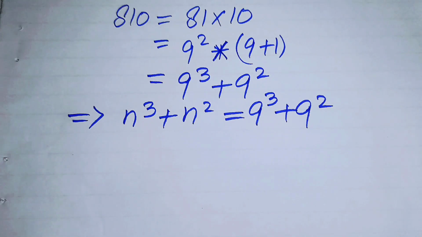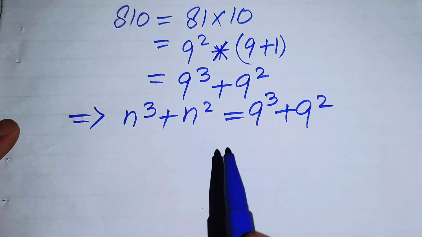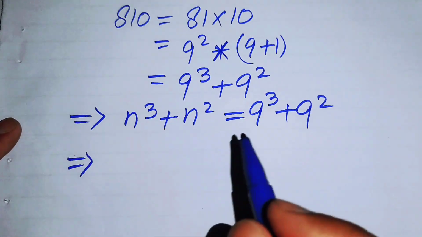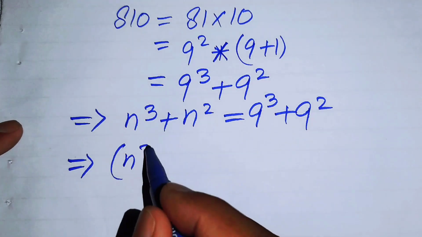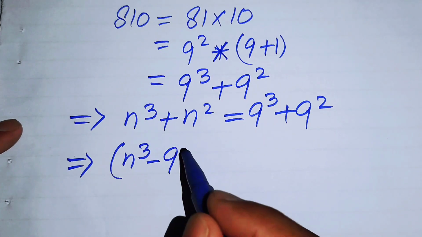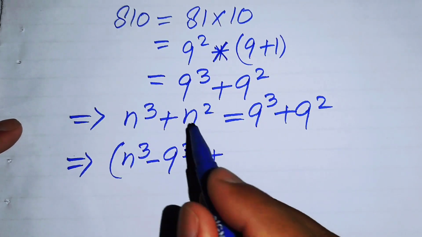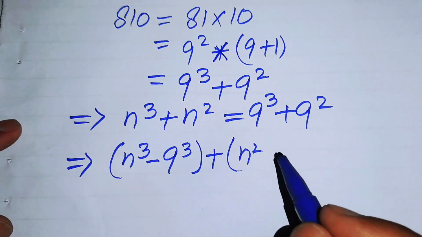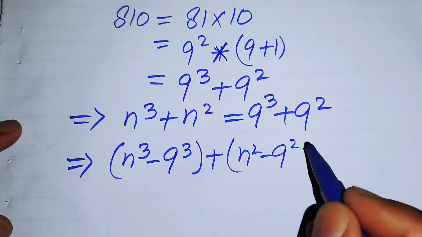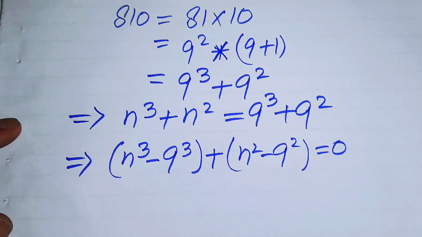After that we will make the pair of cubic terms and the square term, so that we move all the terms from the right hand side to the left hand side, and we can write it as n cubed minus 9 cubed plus n squared, and when we move 9 squared to the left hand side you get minus 9 squared is equal to 0.